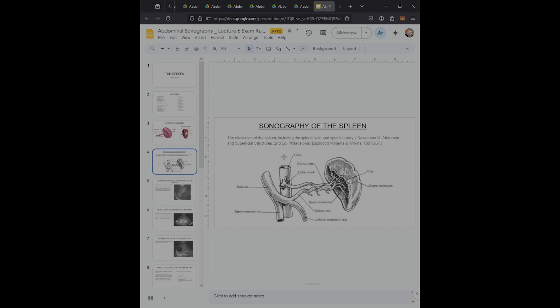As we can see here, there's the abdominal aorta, there's the celiac trunk, where one of its lateral branches is the splenic artery. Here's the portal vein, which is formed by a union of the superior mesenteric, inferior mesenteric, and the splenic vein. And here's a gastric impression. Note that superiorly, one of the anatomical structures we find to the spleen is the stomach.